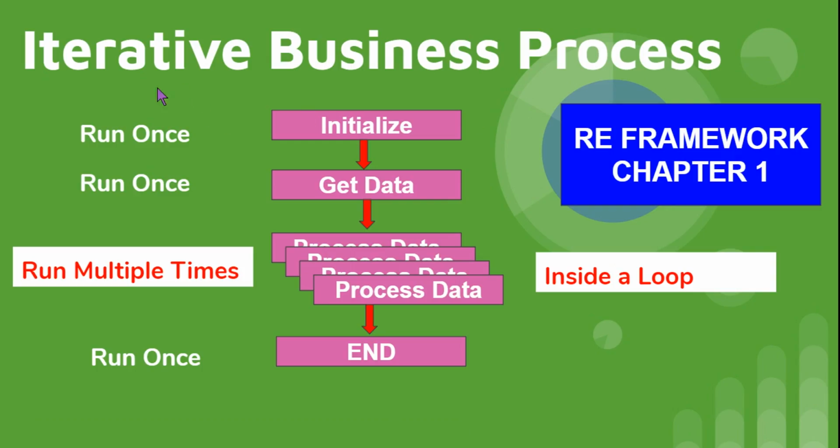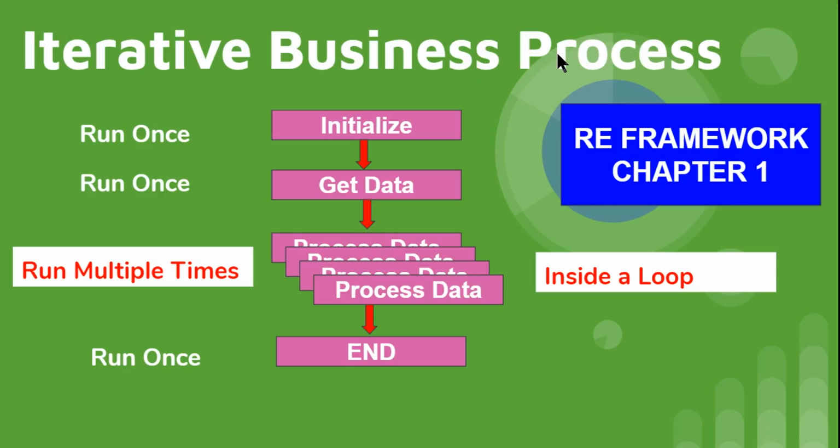So this is the flow diagram of an iterative business process, where you initialize and get data once. In this, you will get the bulk data. Let's say you want to process 100 emails or 10 emails, whatever your count is. You take the bulk data and put all of it inside a loop and process it. When you do this kind of process, it is called an iterative business process, where you get data once and run that data through a loop multiple times. So this becomes an iterative business process.